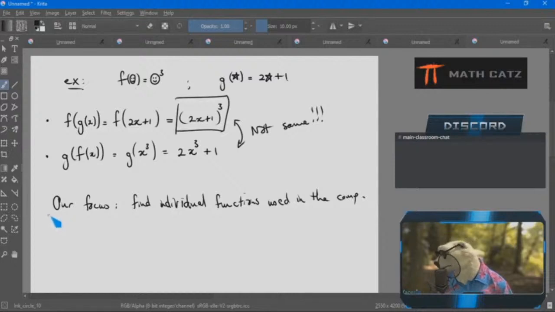So I'm given the final answer. Some functions were composed to give me this guy. What were the original functions? That is our question. And I want to make it very clear what our question is. It's not the pre-calculus exercise, it's backwards.